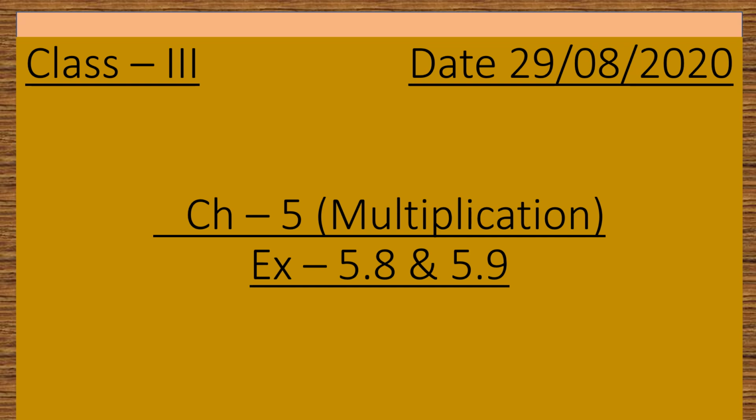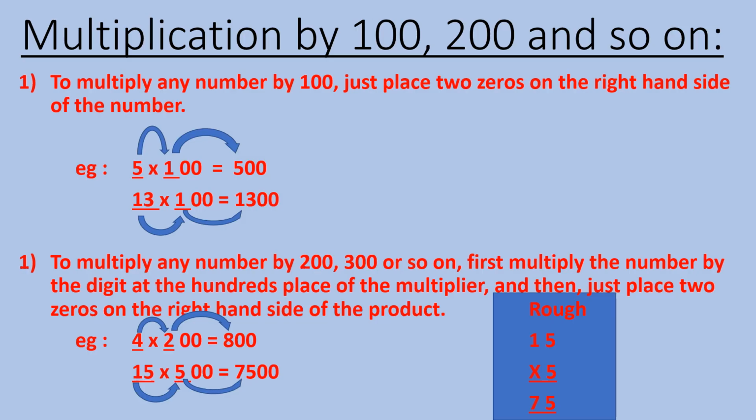So, let's start with the rule, children. When we multiply any number by 100, 200 and so on, what will you do? Yes, to multiply any number by 100, just place 2 zeros on the right hand side of the number. I am giving here an example. Suppose you have to multiply 5 and 100. So you will multiply this number 5 with this 1. So 5 ones are 5 and there are 2 zeros. So you will put 2 zeros on the right hand side of the product. That is 500.